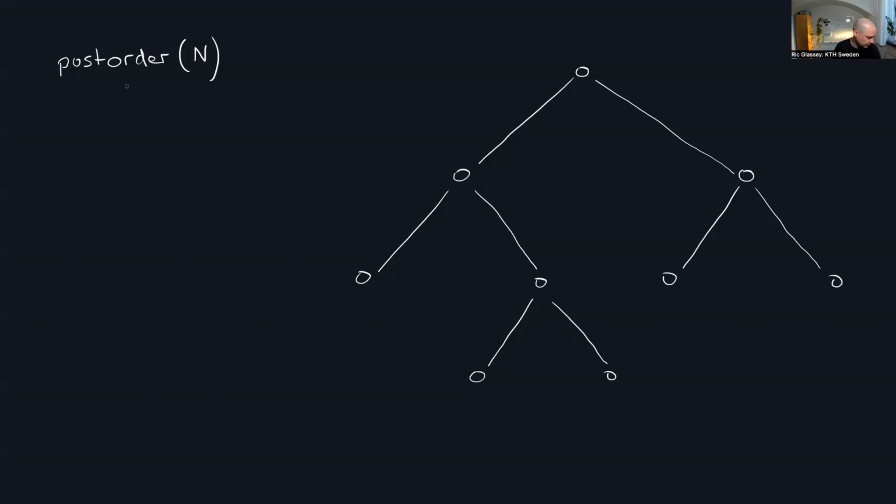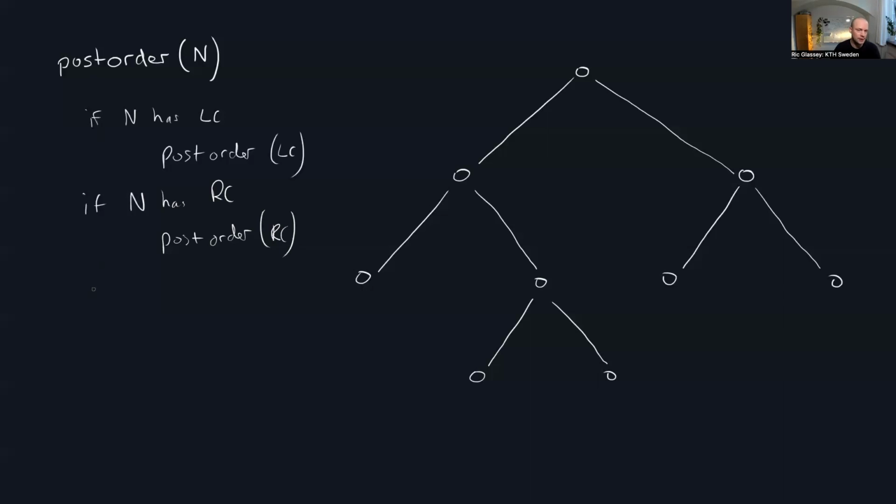It's not. I think most people, once they've seen the first two, work out that the only other sensible alternative is to ask if n has a left child, then call Postorder on the left child. If n has a right child, call Postorder on the right child. Finally, it's Postorder, so the last thing we do is the visit action.